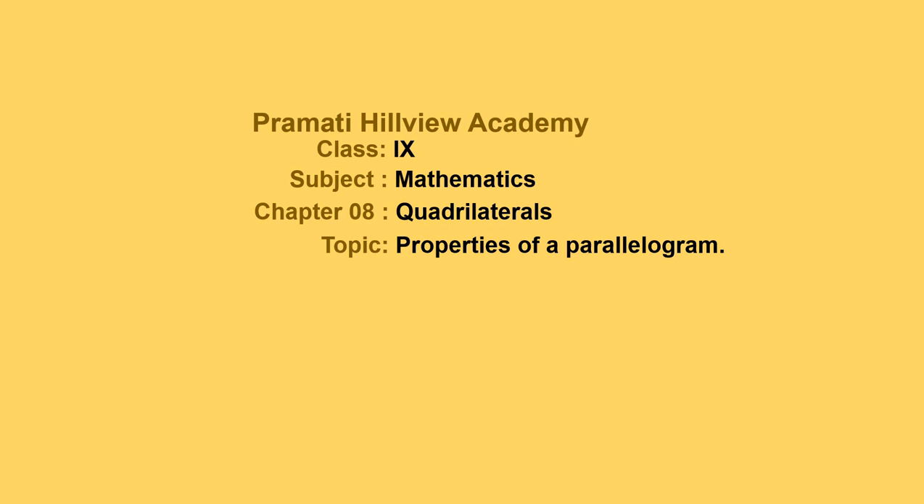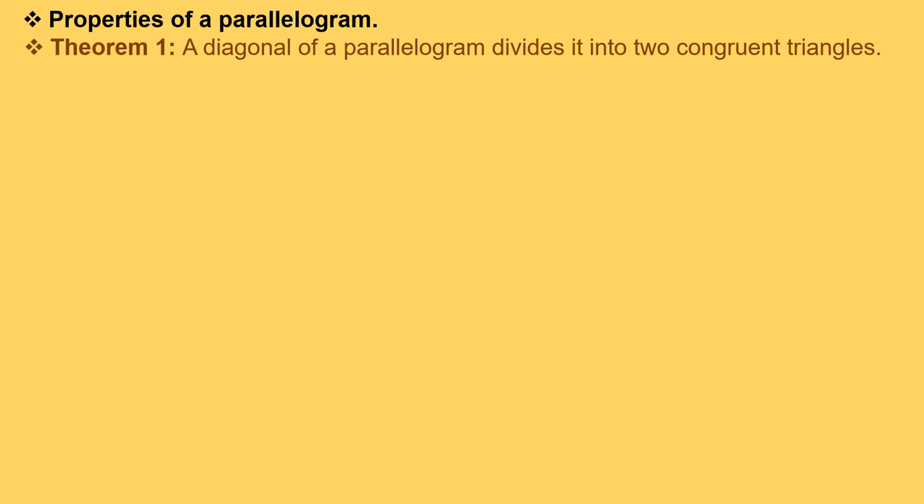In chapter 8, Quadrilaterals, today's topic is properties of a parallelogram. In our previous class we discussed types of quadrilaterals and their properties. Today we are going to discuss properties of a parallelogram, where we are going to prove some theorems based on parallelogram. So first, properties of a parallelogram, let's prove theorem 1.